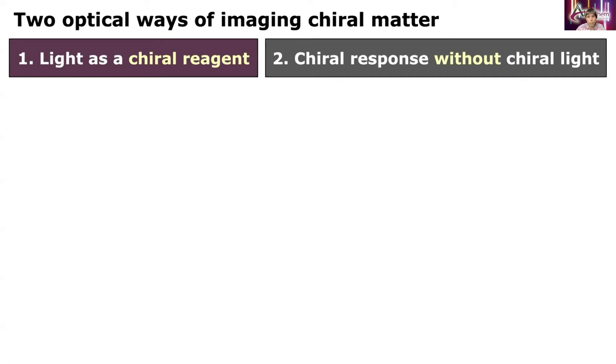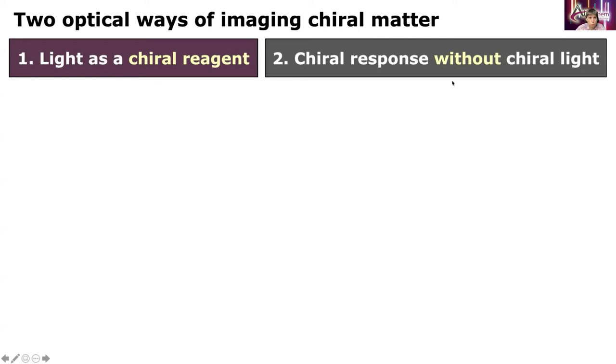But there is another option. We can also detect the chirality of molecules without relying on the chirality of light if we analyze vectorial observables. I'm going to talk a bit first about this first approach, and then I will move to the second. And the main results that I'm going to present today belong to the second group of approaches.